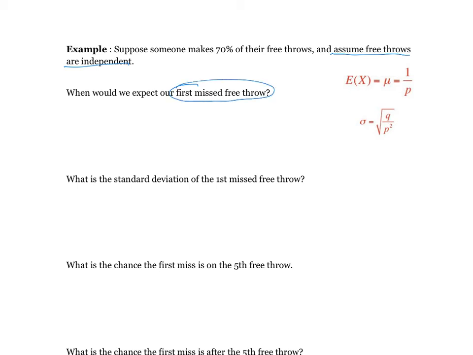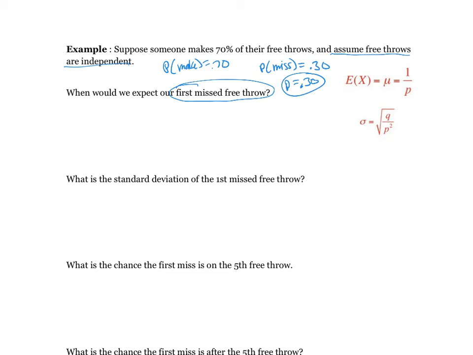So when do we expect our first miss? Now, the event we're waiting for is the success, okay? So I have the probability you make a free throw to be 70%, but that's not success in this problem. Success in this problem is missing because I'm looking for the first miss. So success in this problem, P, is 30%. Okay, so that's super important to understand.